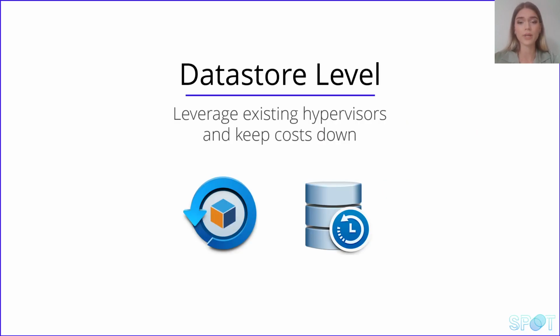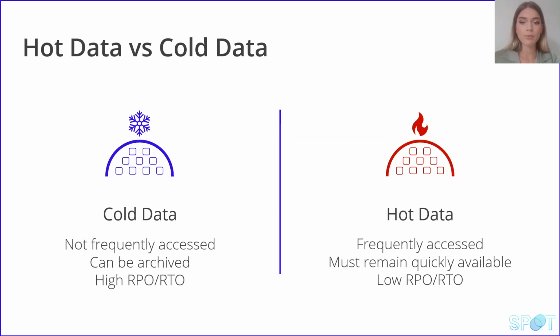Let's start with the first one, which is the data store level. We're going to see how we can leverage the existing hypervisor and keep costs down. To select a proper solution, you first need to understand what kind of data you are working with. There are 2 types of data.